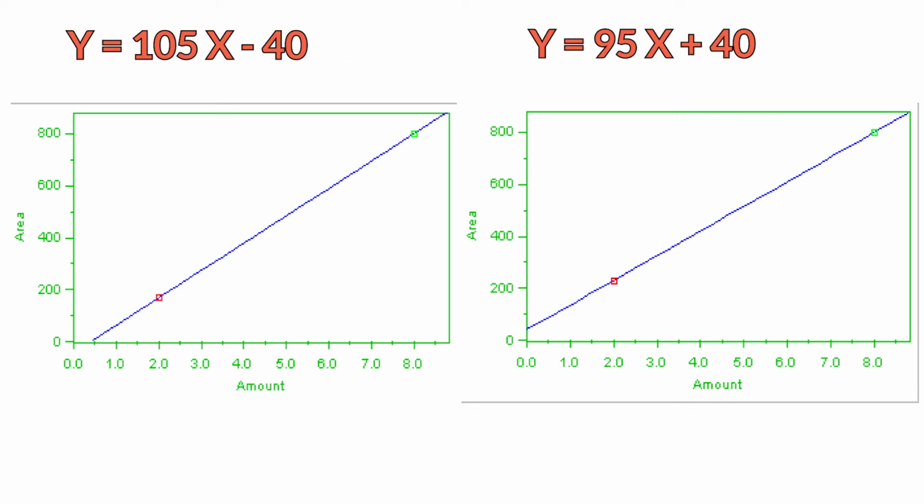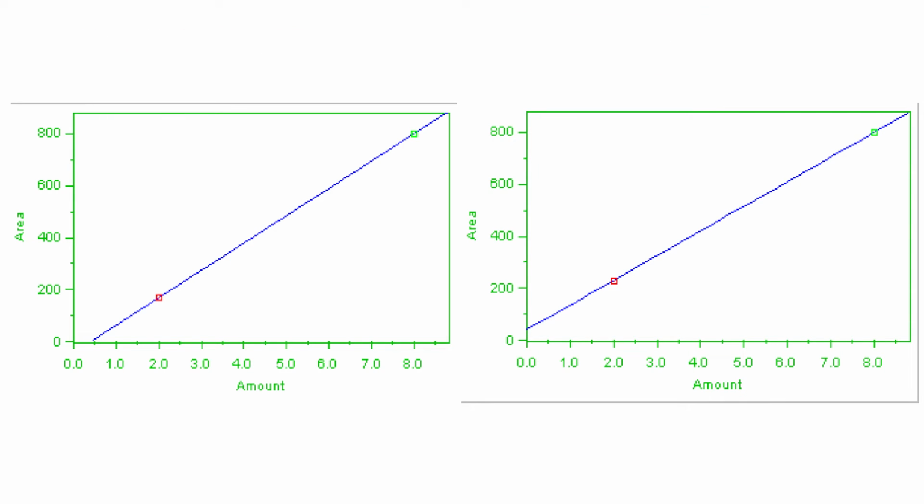The formulas for these calibration curves are y equals 105 times x minus 40, and y equals 95 times x plus 40. The fact that the calibration curve does not pass exactly through the origin has implications for quantification at low levels. When the calibration curve intercepts the y-axis below the origin, a peak with zero area would be assigned a positive amount. When the calibration curve passes above the origin, small peaks will be assigned negative amounts.